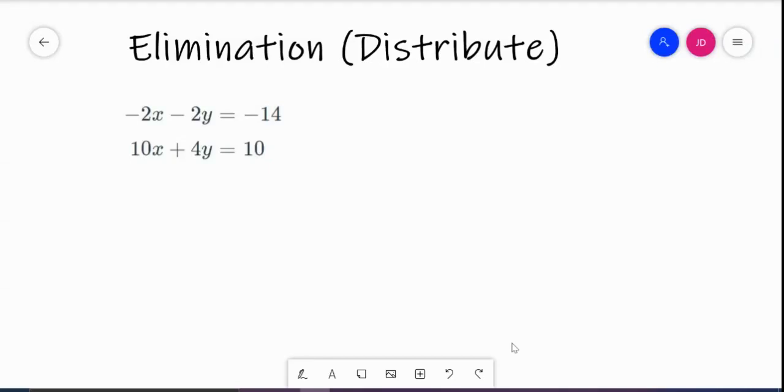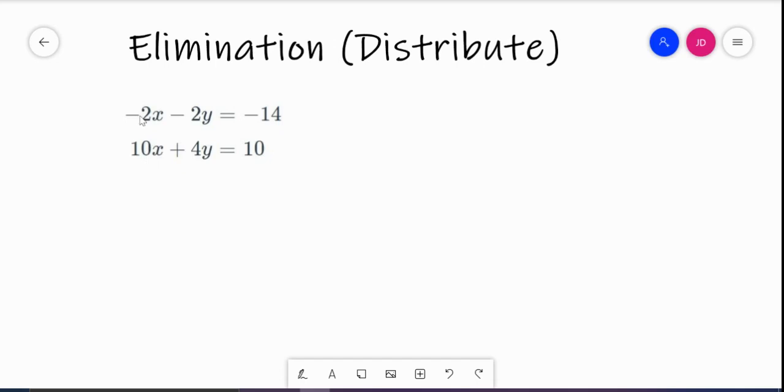Today's video, we're going to be solving systems of equations using the elimination method, but using the distributive property as opposed to addition or subtraction like we did in the previous lesson. All right, so a system of equations, again, is two equations, two different variables, both in standard form. We're going to use the elimination method.